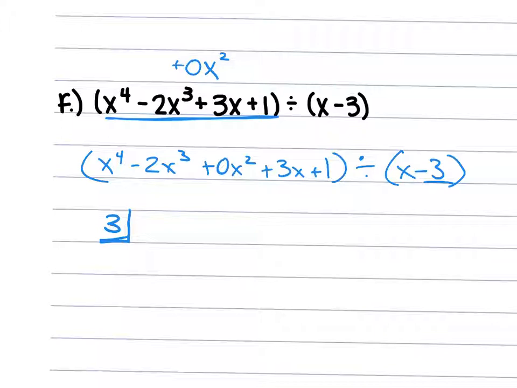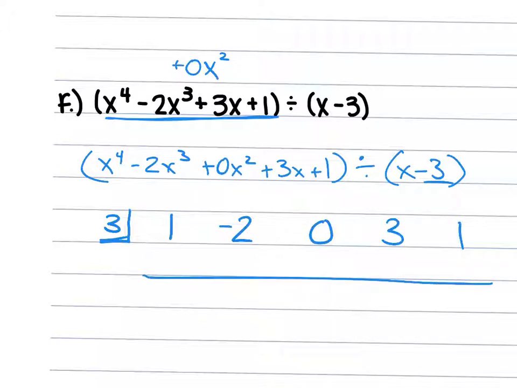Look at you using fancy words. All right. 1, -2, 0, 3, and 1. And then you're going to make the line. You're going to drop down the 1. Dang, bro. Look at you go. Keep going. You're going to multiply 3 times 1 and put it there. And then it's going to be 1. And then you're going to multiply 3 times 1. It's going to be 3. And then you're going to add that and it's going to be 3.